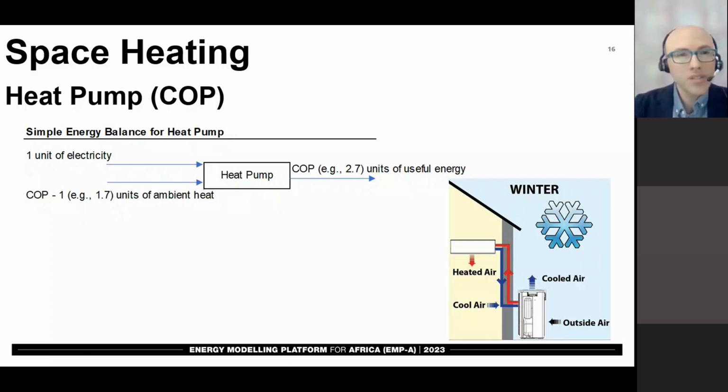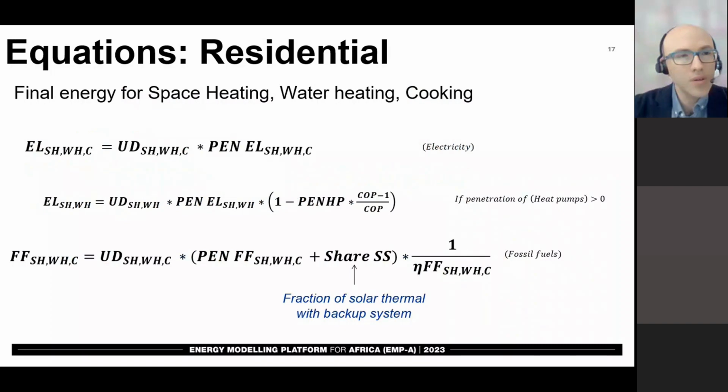I introduced this because when we calculate the final electricity demand, we will use the part of energy provided by heat pumps, and the performance of the heat pumps, which is indicated by the coefficient of performance. And when we don't use heat pumps, the final electricity demand is the useful demand multiplied by the penetration rate of the electricity.